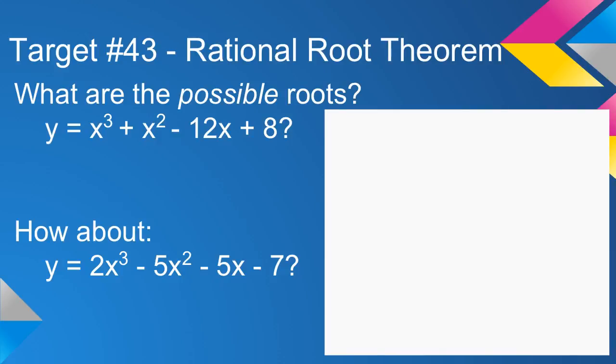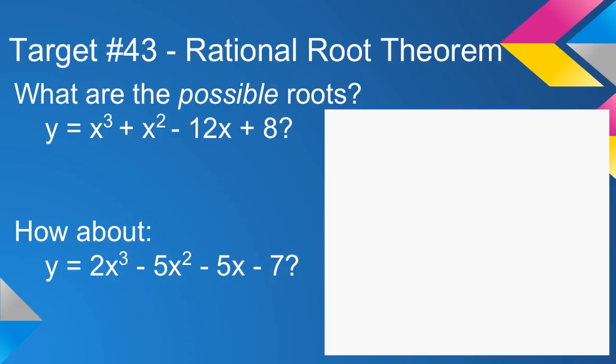So switching gears here a little bit to target 43, switching back into our work with polynomials and talking about the roots of them. So target 43 is saying, well, what are the possible roots of it? So we've talked about how you can use a graphing calculator to be able to find out what any real root is of a cubic function, but what are the possible roots? What if you didn't have a graphing calculator?